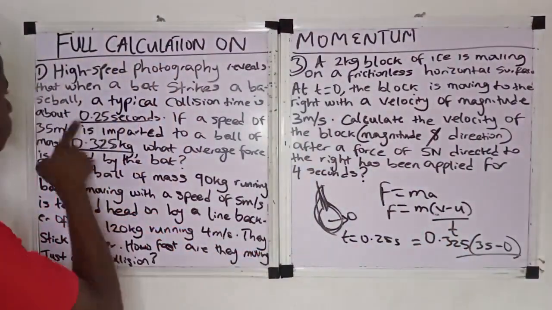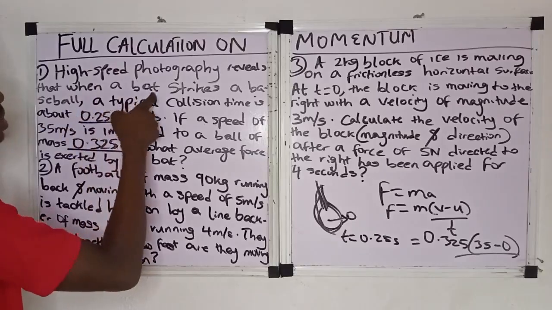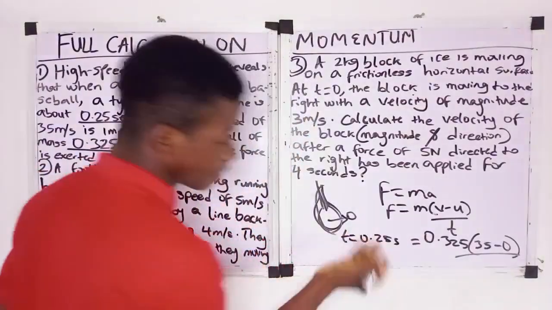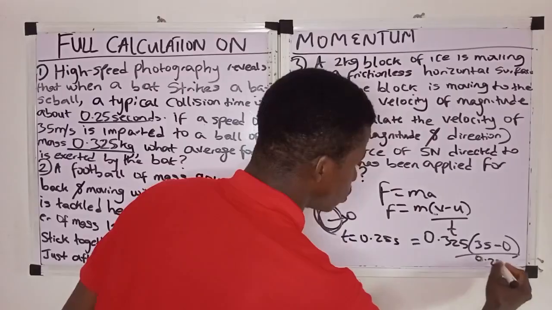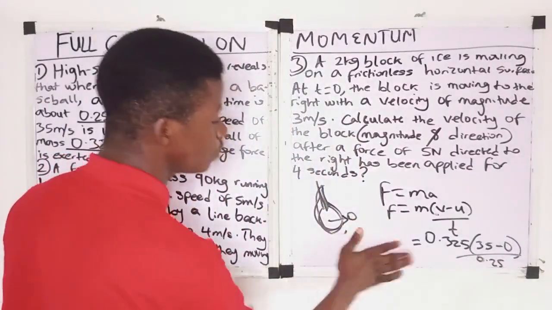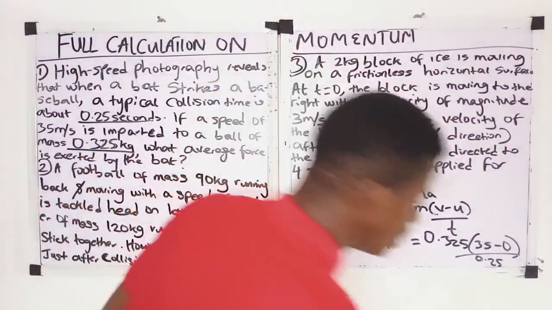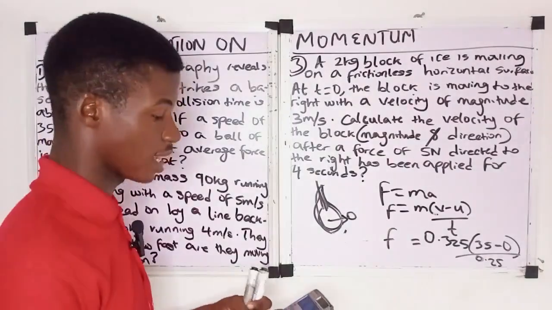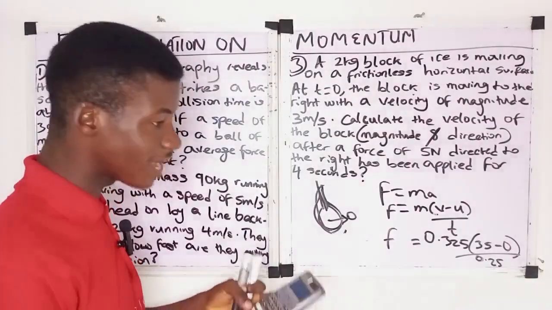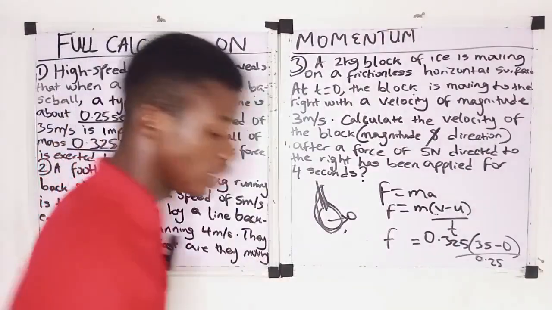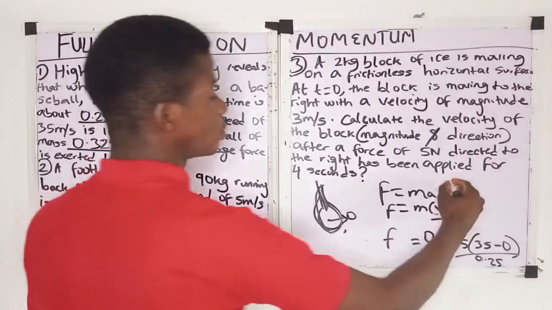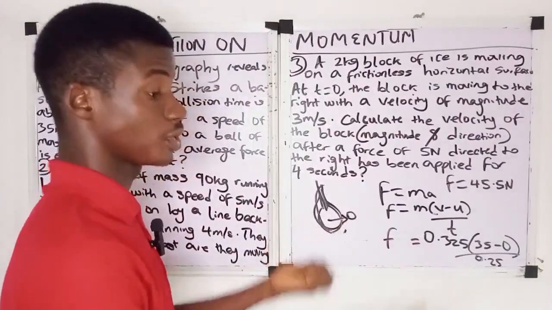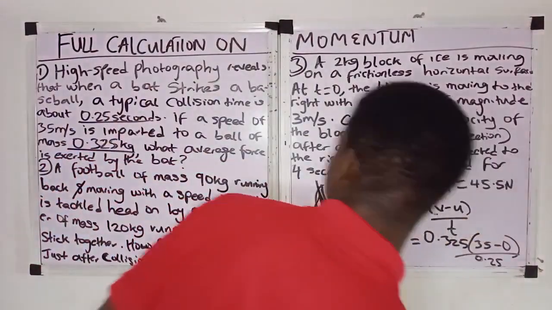Then the time: when a bat strikes a baseball, a typical collision time is 0.25. So the time is 0.25, and we have to look for the average force. It's very easy. 35 minus 0 still gives us 35, so 0.325 times 35, then divided by 0.25. So the force is 45.5 Newton. So the average force is 45.5 Newton. You see, this question is very easy. Now let's go to the next question.